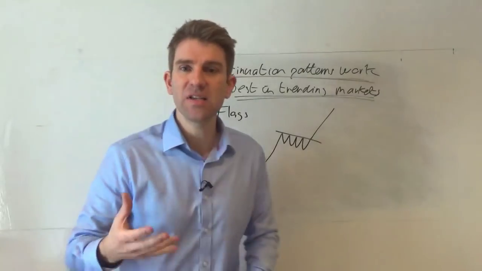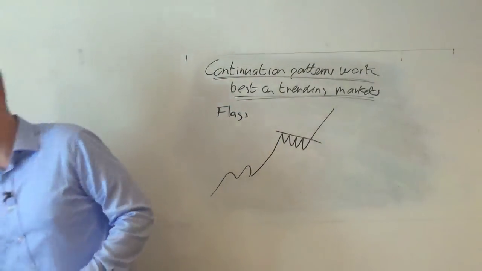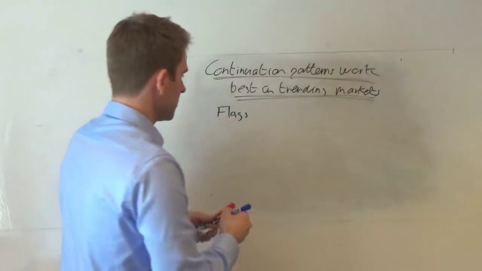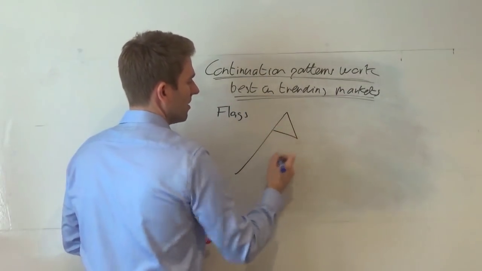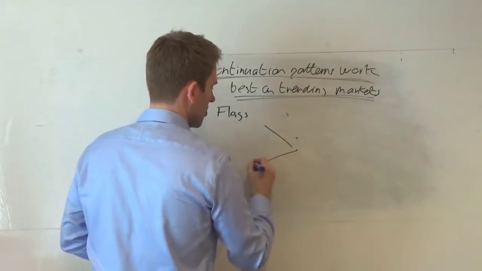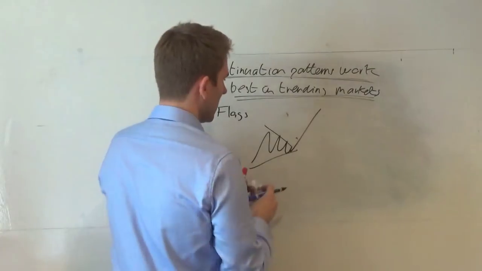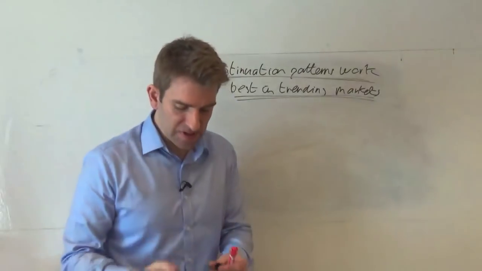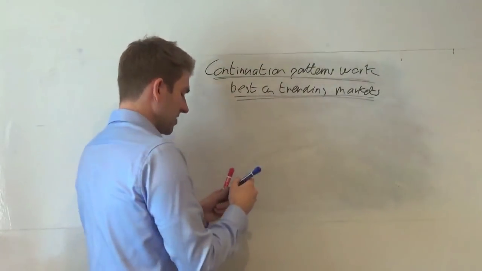Let's look at pennants as well while we're here before we push on. Pennants are the same kind of thing, but with more of a triangle shape, and triangles are obviously a triangle shape on the chart where we're doing this and then we're going to break out.